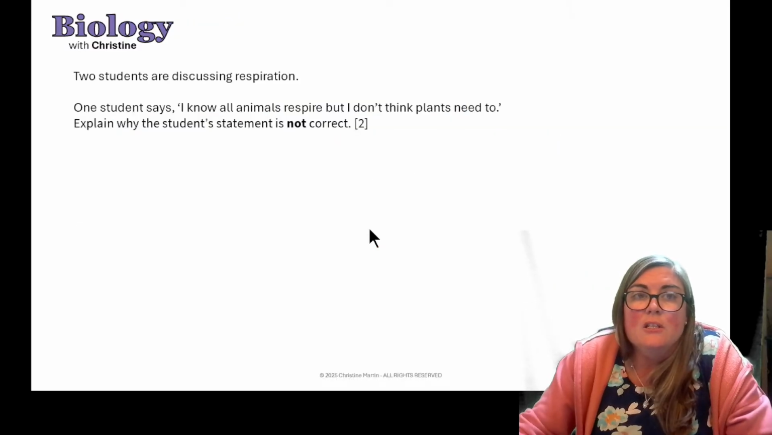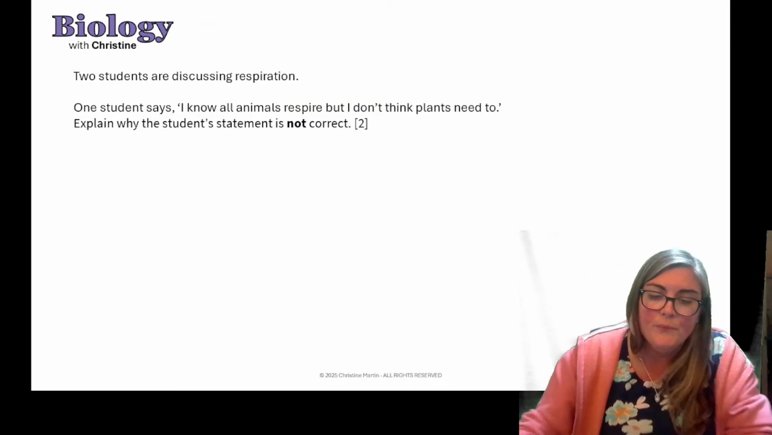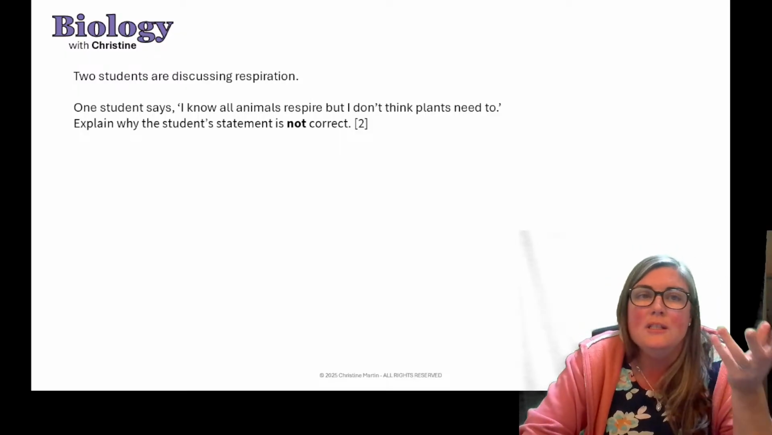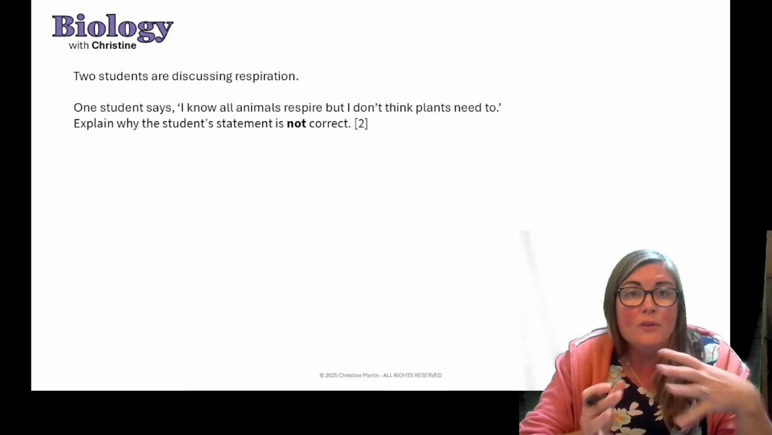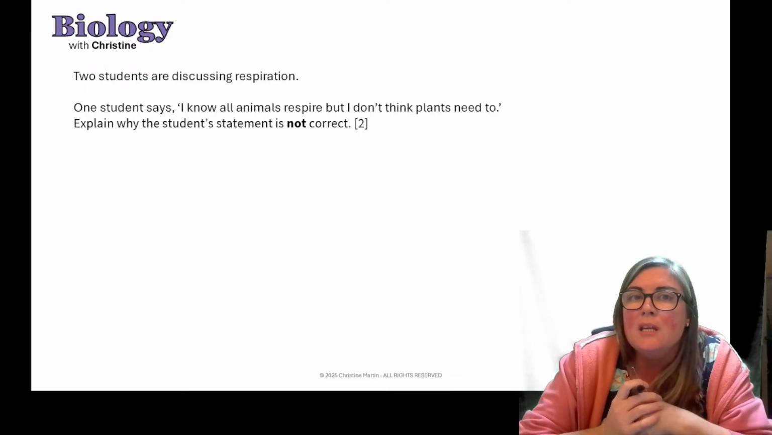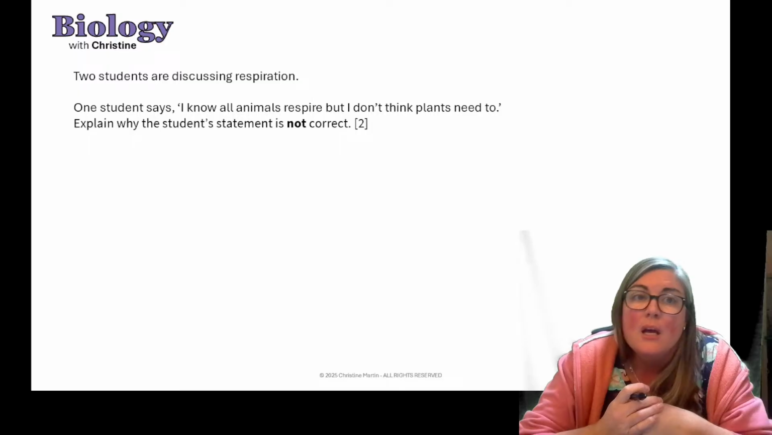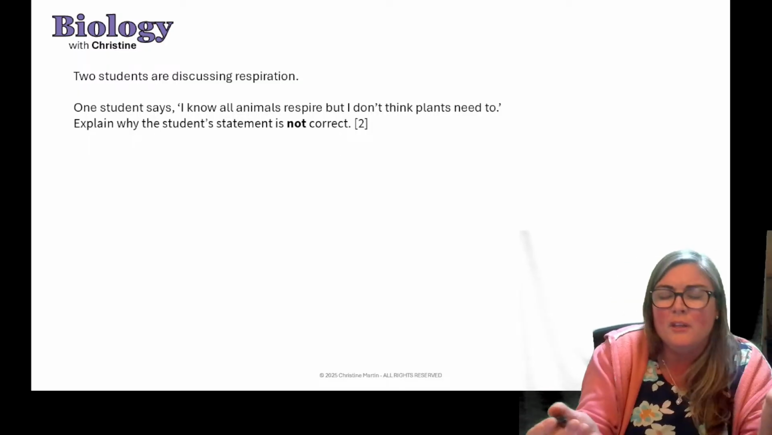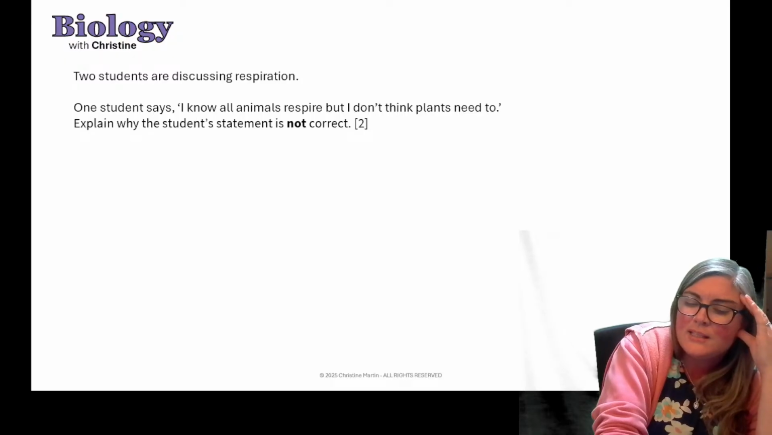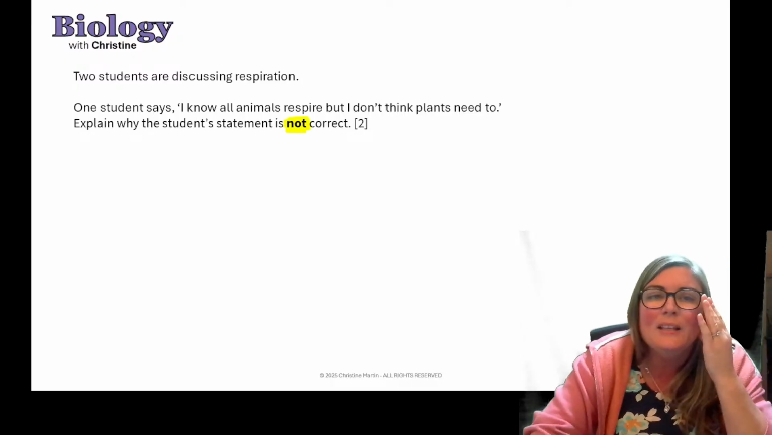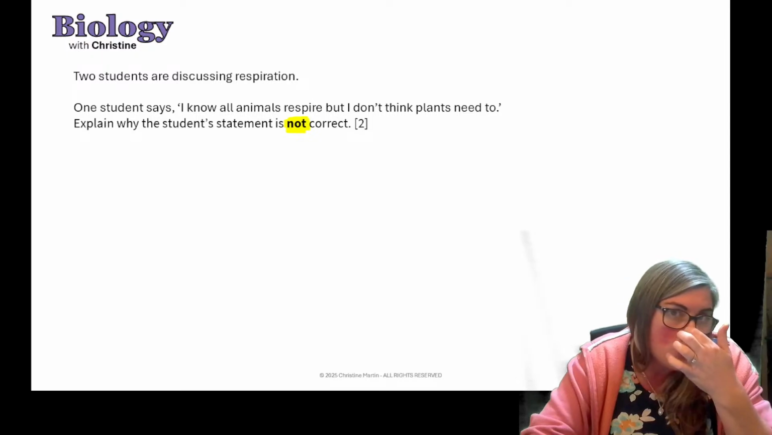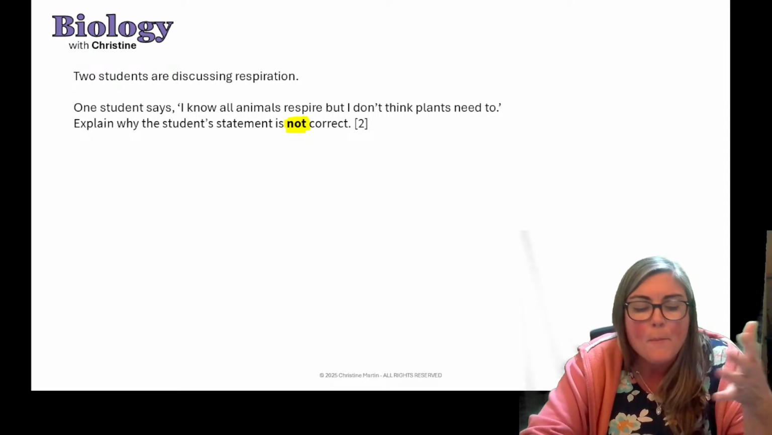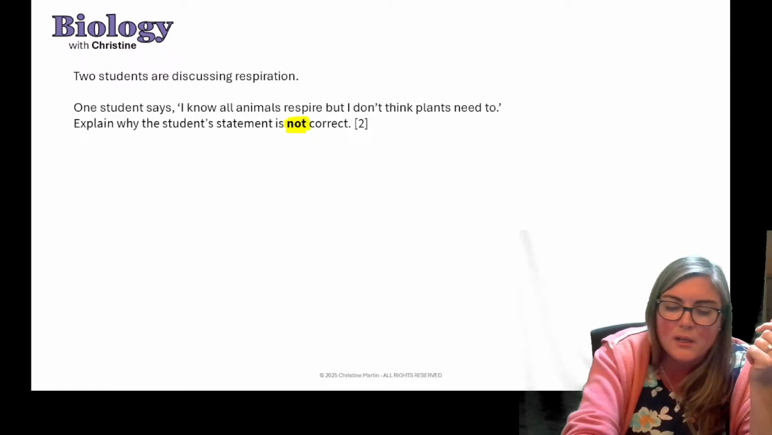Okay, let's have a look at another type of question. So here we go. 2 students are discussing respiration. One student says, I know all animals respire, but I don't think plants need to. Explain why the student's statement is not correct. This is another one that seems to throw students, even though the exam boards highlight it by putting it in bold, students miss that word not for some reason. I don't know why, but they do seem to miss that word.